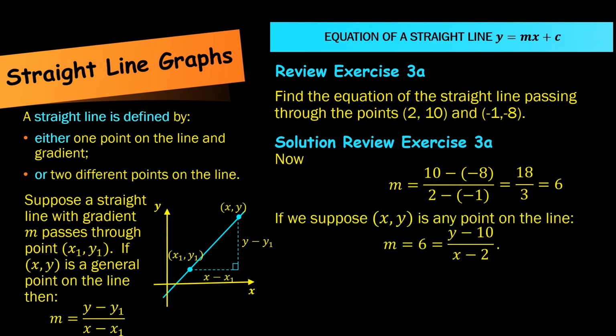If we suppose (x, y) is any point on the line, then m equals 6 equals y minus 10 over x minus 2, and therefore multiplying out gives the equation shown. Finally, tidying up gives y equals 6 times x minus 2.